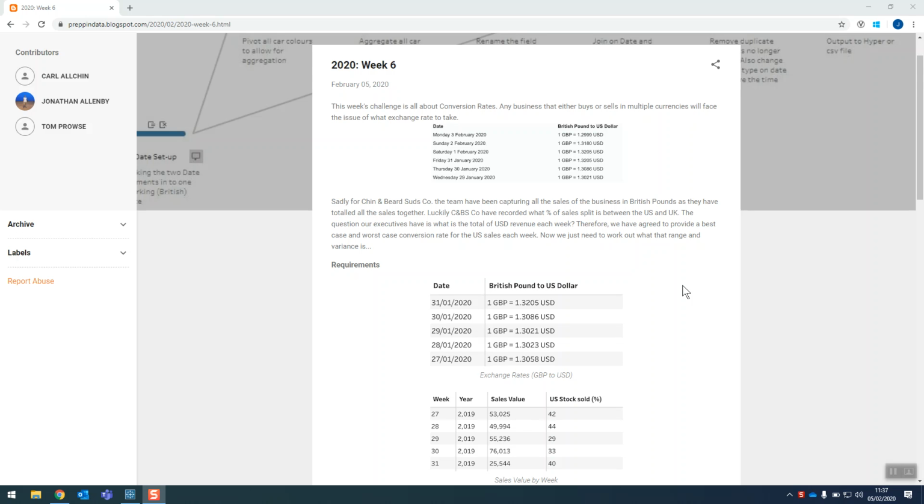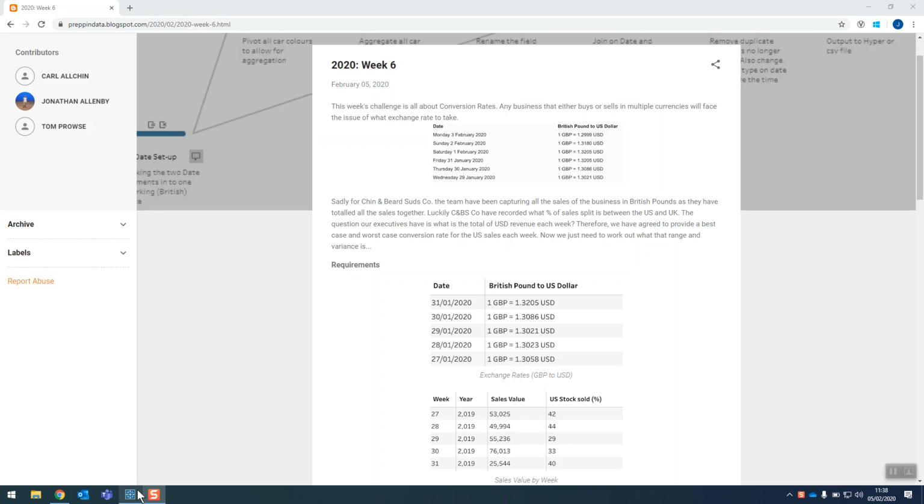For this week's Preppin' Data, we've got some information about conversion rates from pounds into dollars, and we've got some sales that are coming from everyone's favourite soap company. What we want to do is, for the portion of sales that have taken place in the US, convert the sales information that we have in pounds over to dollars.